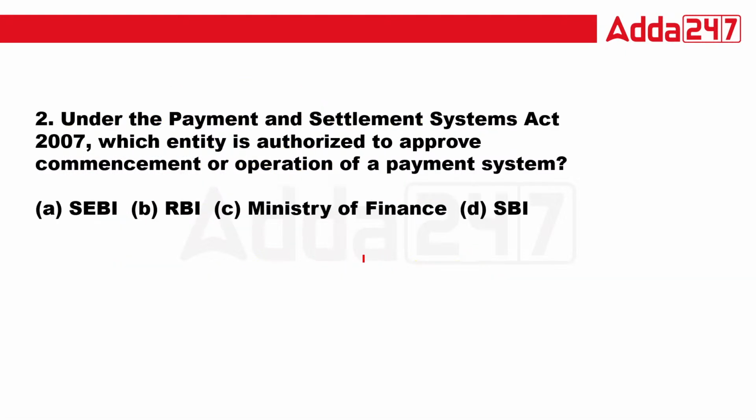Next. Tell me, under the Payment and Settlement System Act 2007, which entity is authorized to approve the commencement or operation of the payment system? The first option is SEBI, second is RBI, third is Ministry of Finance, and the fourth is SBI. So what is the right answer?